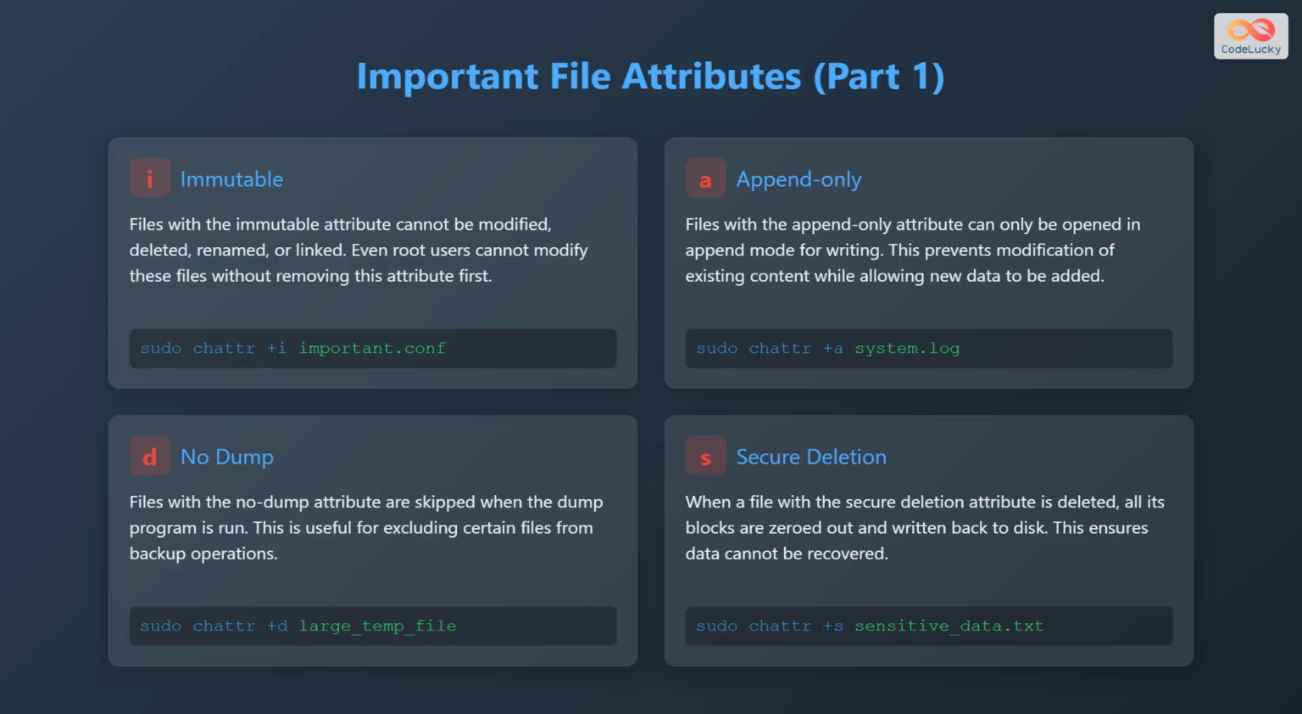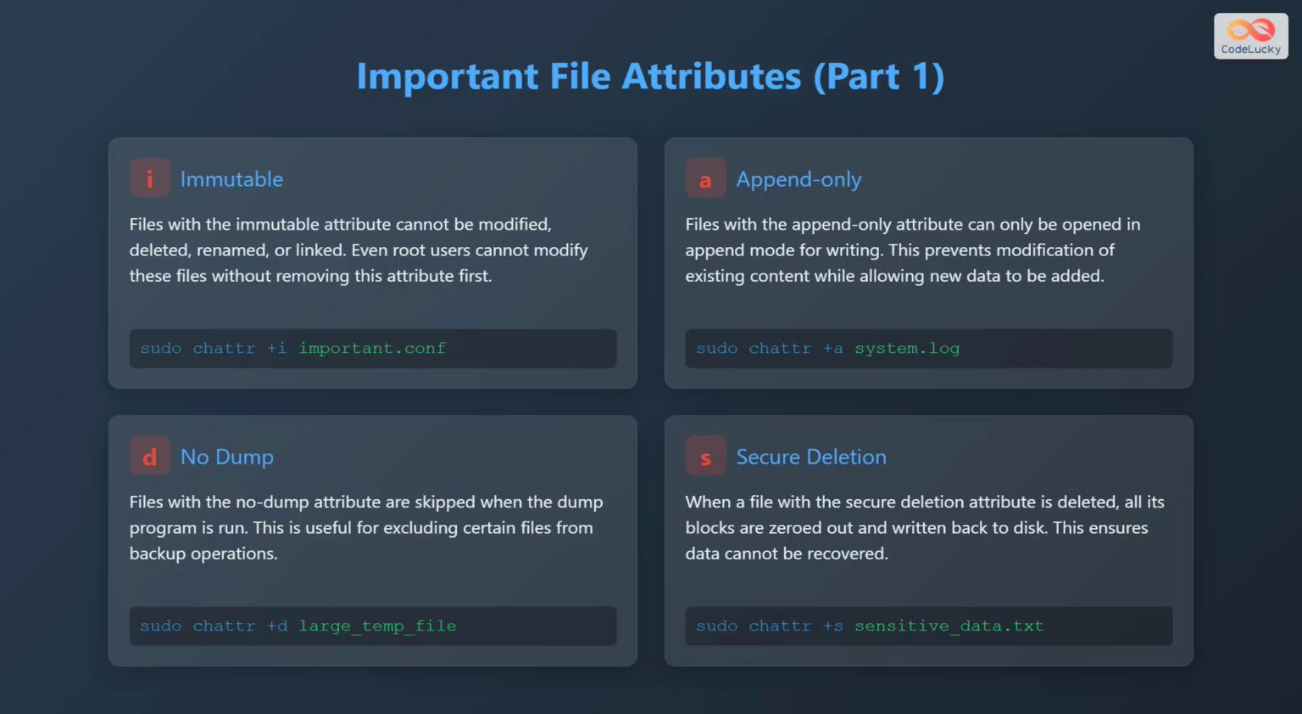Then we have the d attribute, which stands for no dump. Files with the no dump attribute are skipped when the dump program is run. This is useful for excluding certain files from backup operations. For example, to set the no dump attribute on a file named large_temp_file, use the command sudo chattr +d large_temp_file.